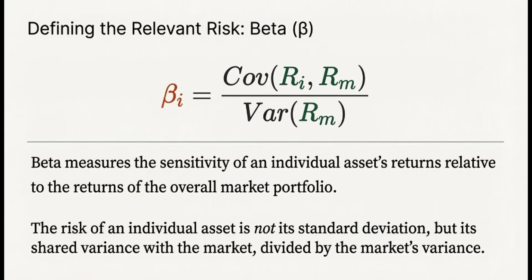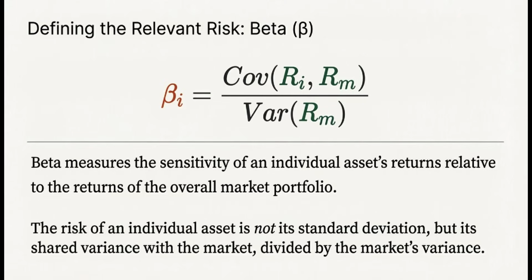Okay, so let's get the academic definition on the table. Give us the formula. The beta for any asset i, which we write as the Greek letter beta with a subscript i, is defined as the covariance of that asset's return, R_i, with the market's return, R_m. Okay, so how they move together. And you divide that whole thing by the variance of the market's return, R_m. So it's Cov(R_i, R_m) divided by Var(R_m). Covariance divided by the market's variance.